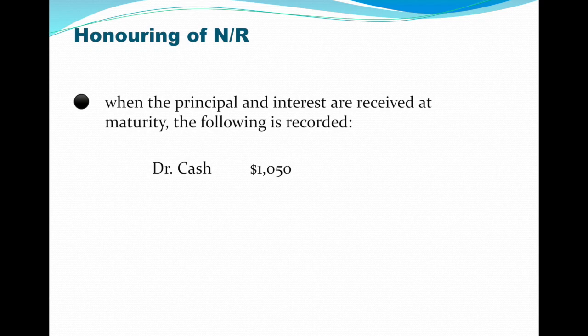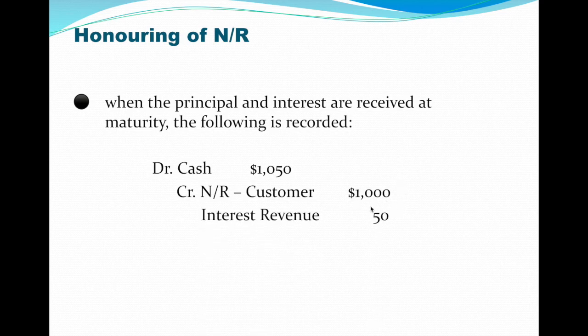Okay, so when the note receivable is honored, we debit cash because we're receiving money, and we credit notes receivable. And we add a dash customer. Don't write customer, write the actual person or company's name. But yeah, it just means we're getting paid. And we credit notes receivable for the principal amount, no interest, and then we record the interest revenue separately. So that's the only real thing to keep in mind, is that the interest revenue is kept separate.